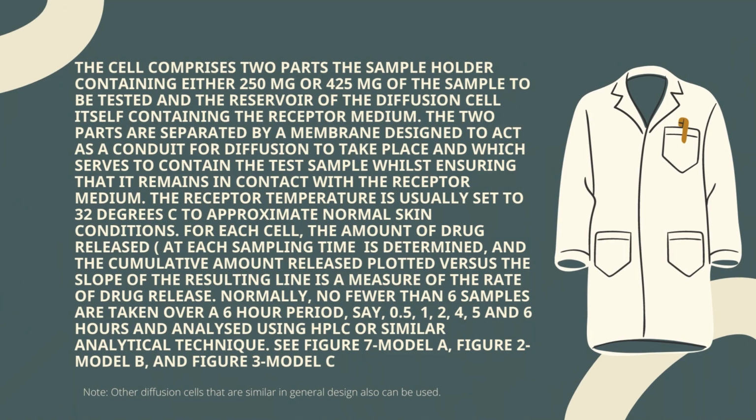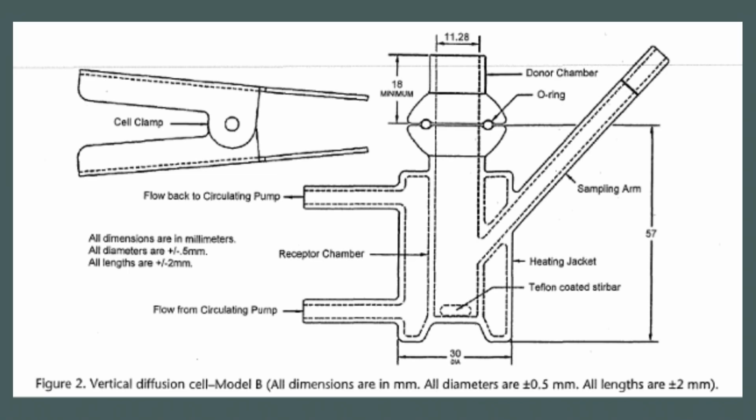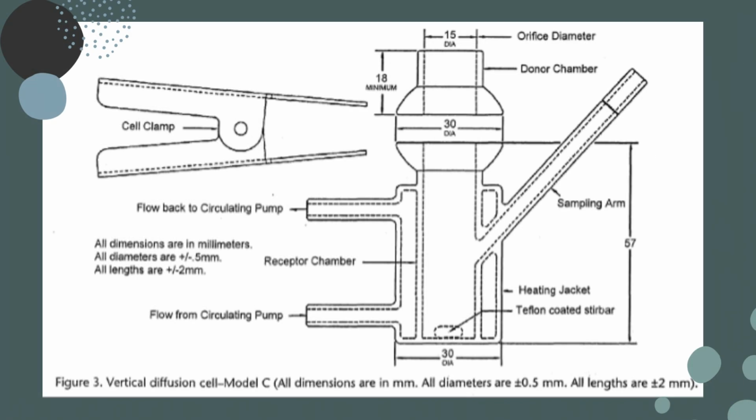Normally, no fewer than 6 samples are taken over a 6-hour period, say 0.5, 1, 2, 4, 5, and 6 hours, and analyzed using HPLC or a similar analytical technique. See Figure 1 Model A, Figure 2 Model B, and Figure 3 Model C. Leaving you with a short video to explain this apparatus.